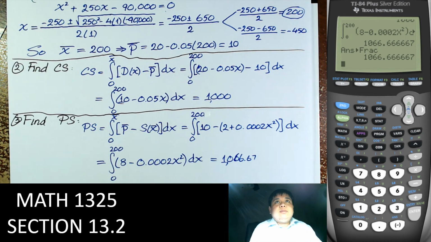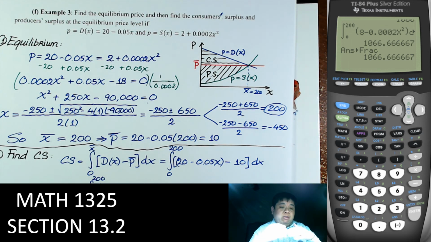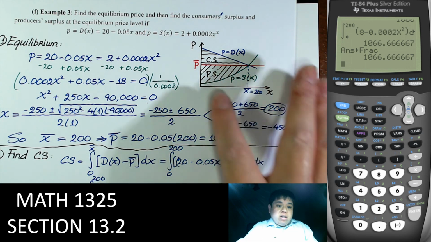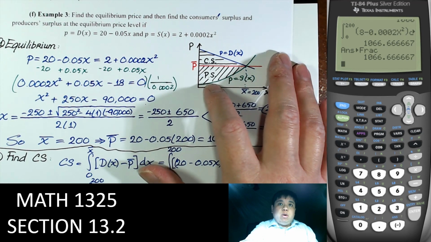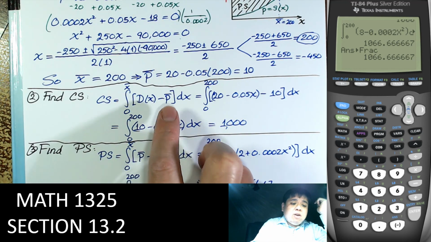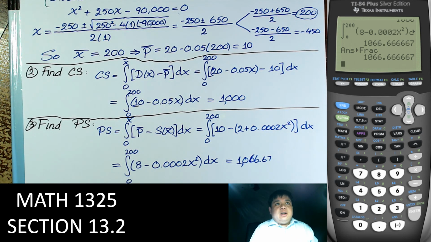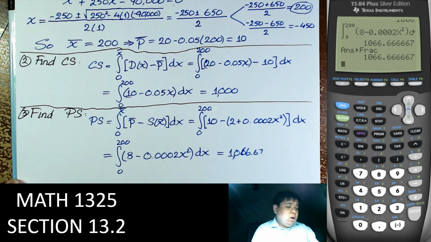Once again, the consumer surplus is whatever is above the price, and the producer surplus is below the price. So we know which one is minus which. One of them is the demand minus the price, and the other is the price minus the supply.